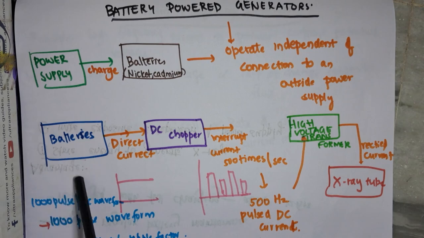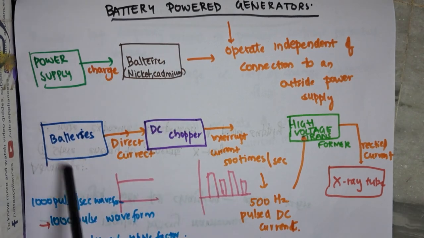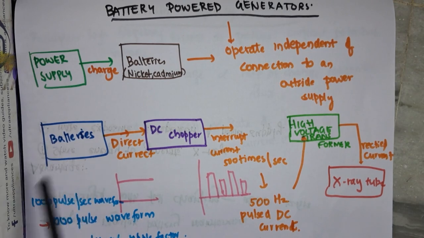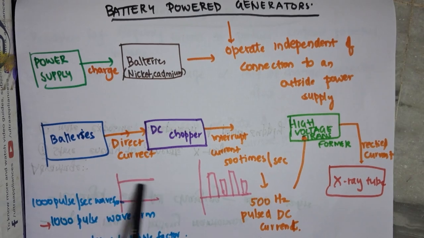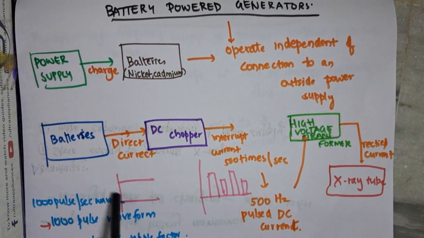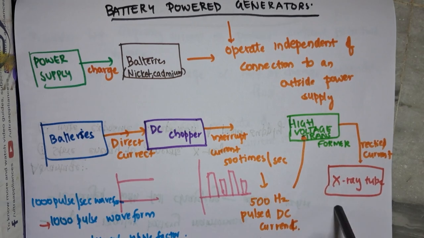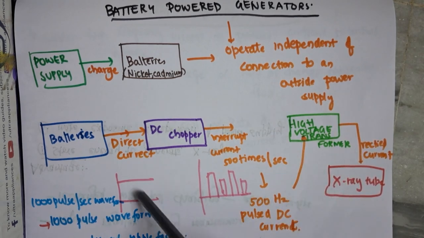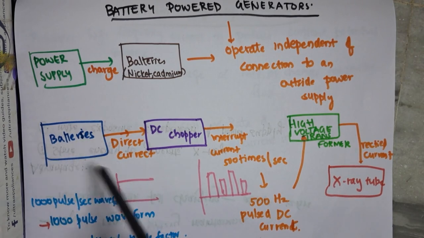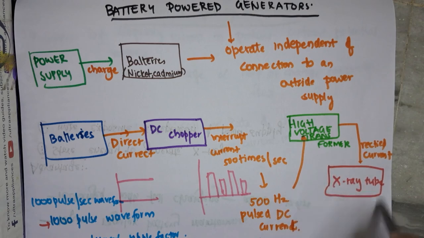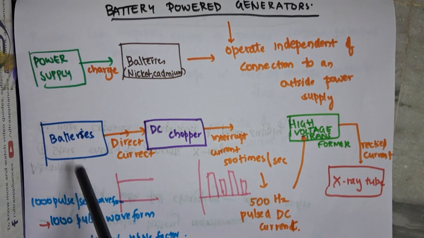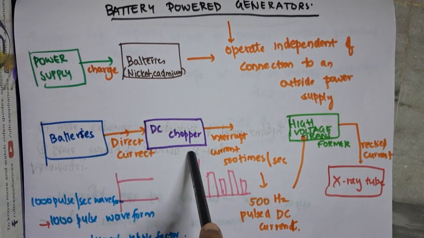So these batteries are now taken to the department wherever you have to take the X-rays, and the batteries will give direct current. Direct current is current like this, right? This direct current cannot be used in an X-ray tube. In an X-ray tube we need alternating current, because the X-ray tube does not work with direct current. So this direct current should be changed to alternating current, right? For this we have to use a DC chopper.